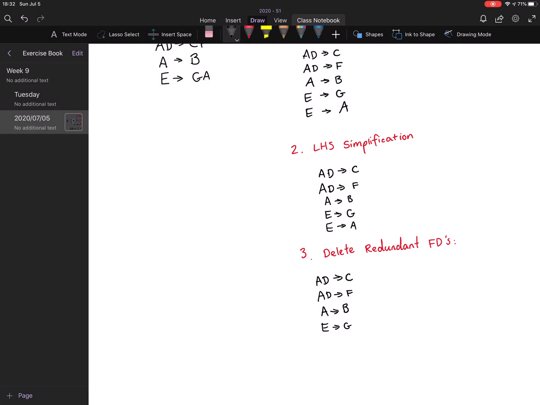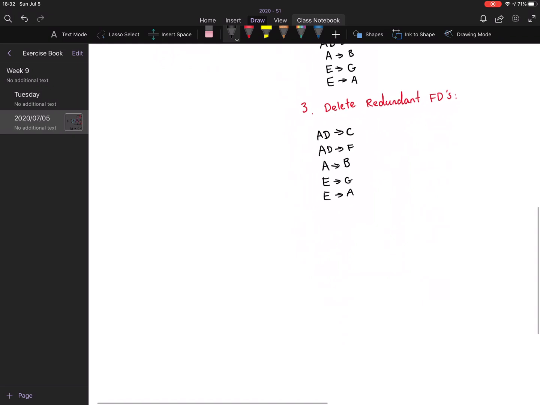And E implies A. If I cover E, then A, is there any way to get A without E or itself? Nope. Which means that E implies A. Okay, now we have these functional dependencies. We will continue to step 4.